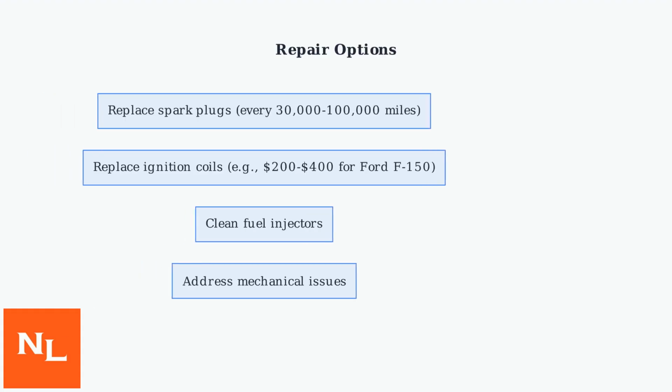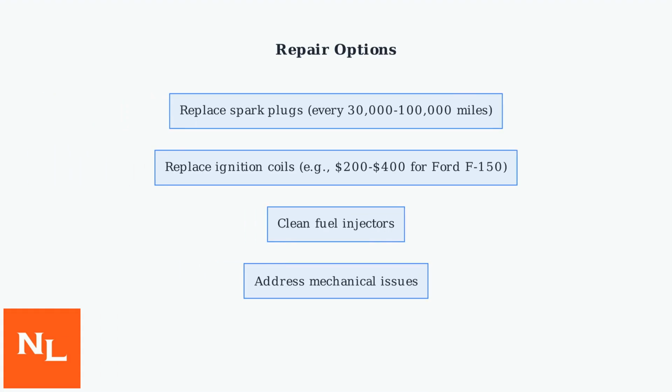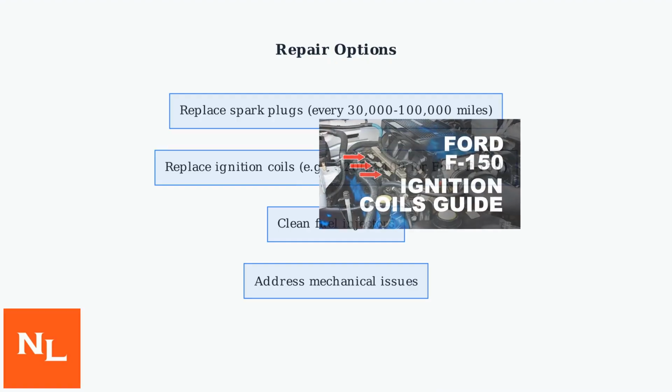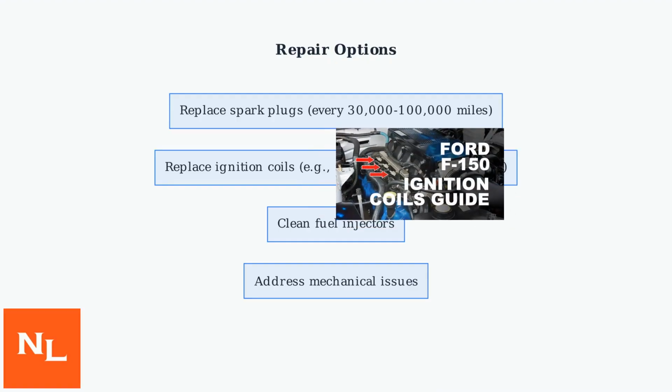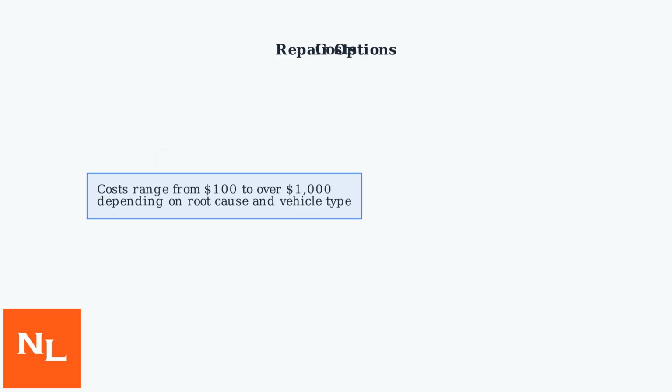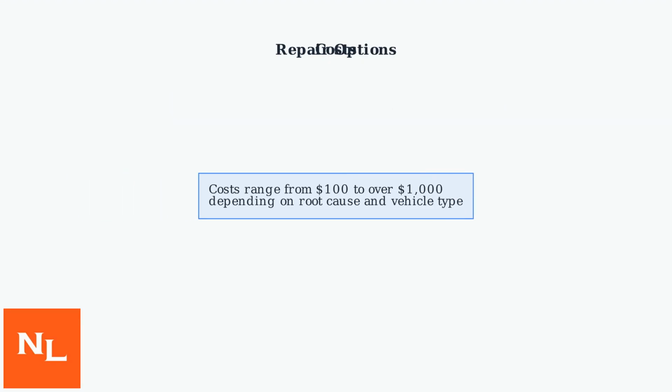Repair options for P0305 misfires include replacing spark plugs every 30,000 to 100,000 miles, or ignition coils, which can cost $200 to $400 for a Ford F-150 replacement. For example, this Ford F-150 engine bay highlights the ignition coils that may need replacement. Repair costs can vary significantly, from $100 for simple fixes to over $1,000 for complex mechanical issues, depending on the root cause and vehicle type.